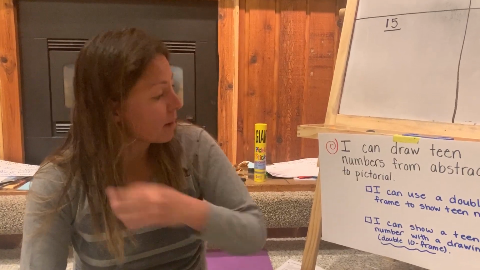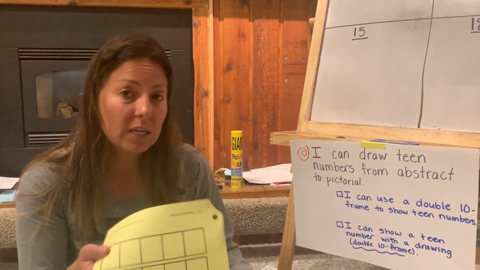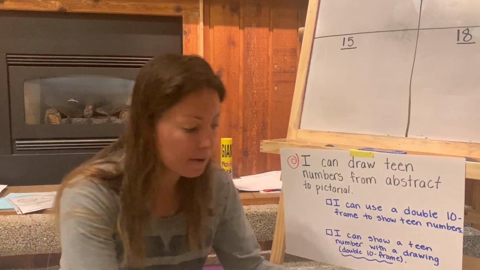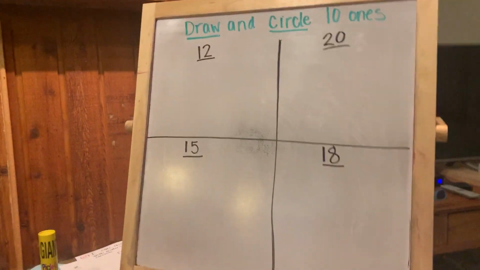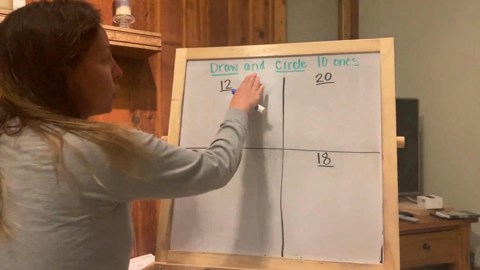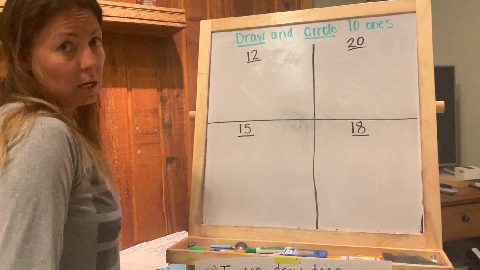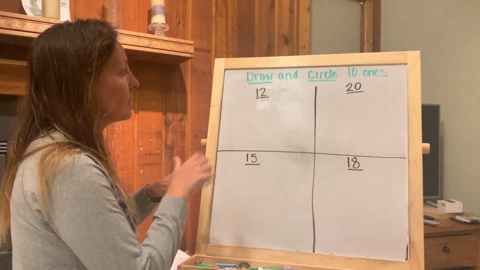Our second skill, remember, is that you are now going to show me a teen number with a drawing, keeping in mind you're going to try to make your drawing using the double 10 frame again. So if you come to my board today, it tells you that you're going to draw the number, and then you're going to go back and you're just going to circle the 10 ones. So please make sure you're really watching and understanding what that means.